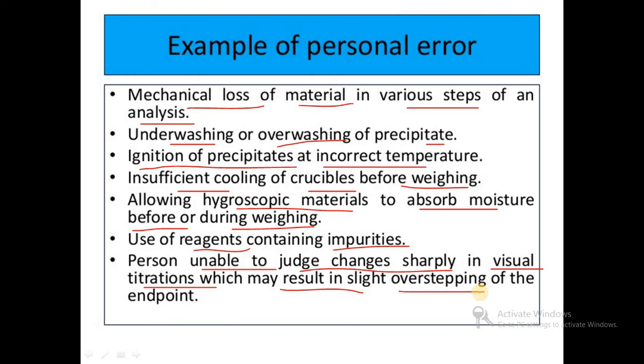the end point. Suppose the end point is colorless to pink. If we are getting the correct result at 18.2, but if the titration is completed and we are getting pink color, but some persons are adding excess of the reagent into that conical flask, so we are getting dark pink color. So instead of 18.2 we are getting 18.8, so that is a personal error.